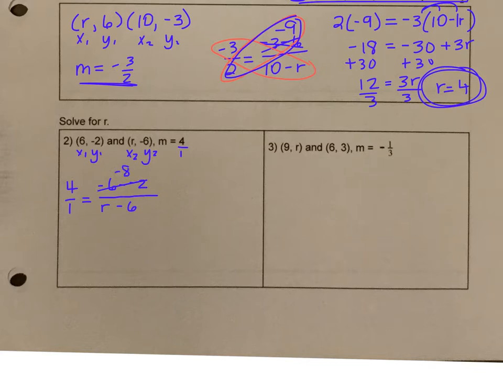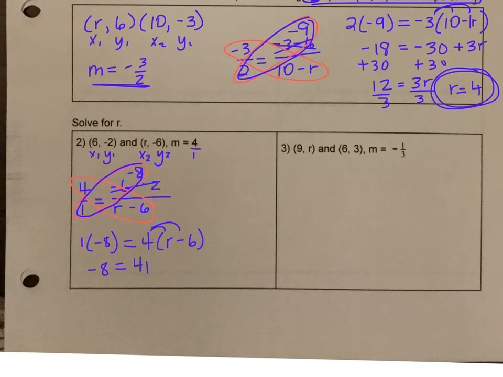Now I'm going to cross multiply. They go together, and those go together. So that would give me 1 times -8 equals, because I put half of it on one side and now the other half, 4 times r minus 6. 1 times -8 is -8. 4 times r is 4r. 4 times -6 is -24. Now I need to get that r by himself. So I add 24. That gives me 16 equals 4r. Divide by 4. R, again, and this one is 4.